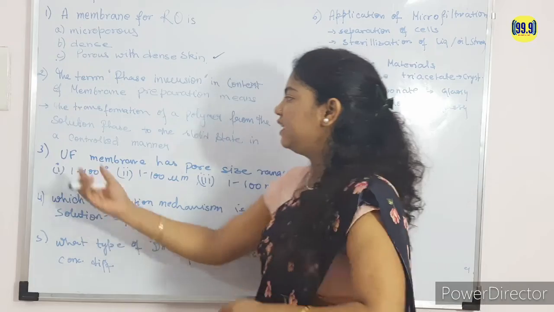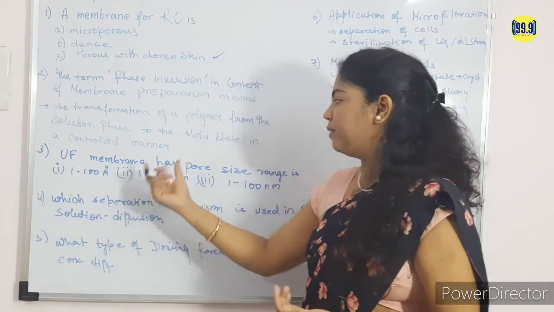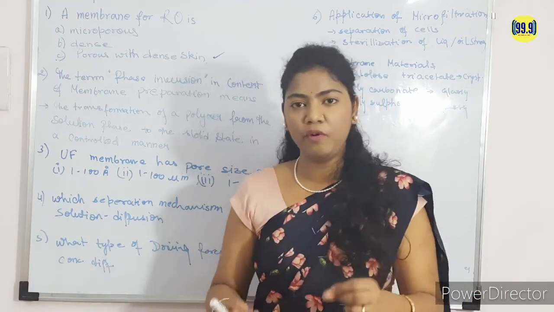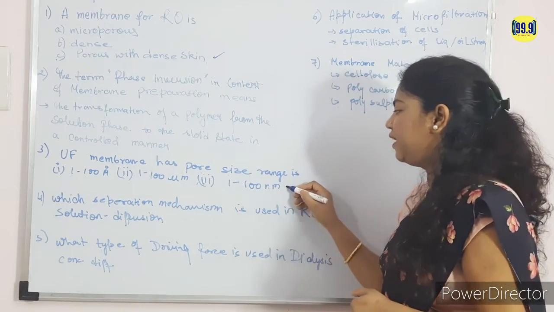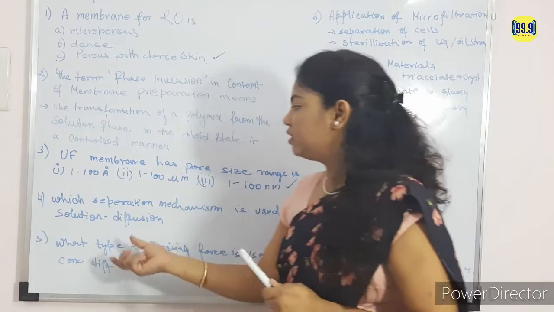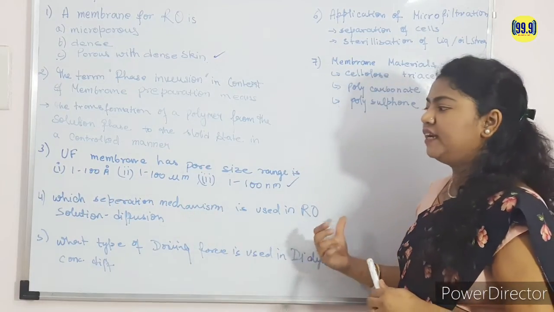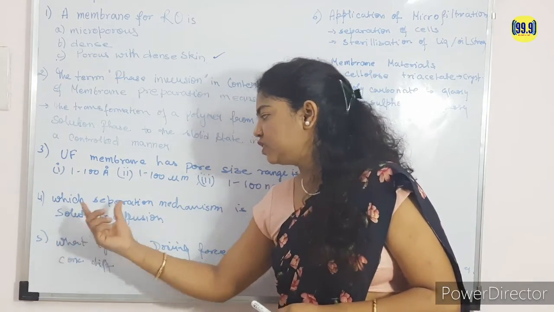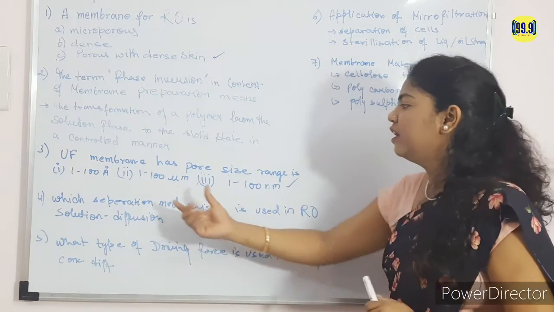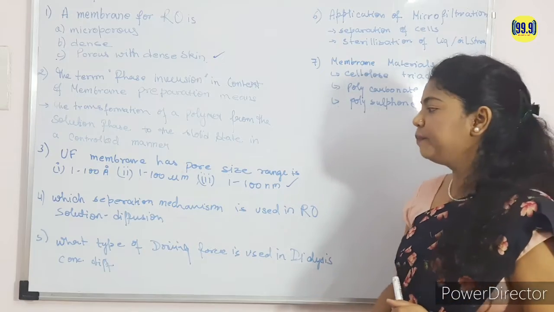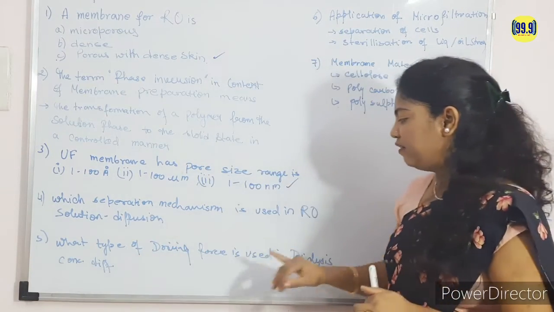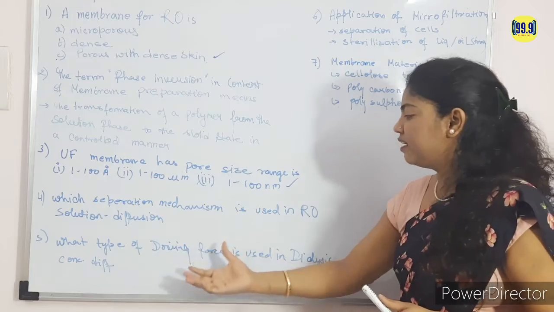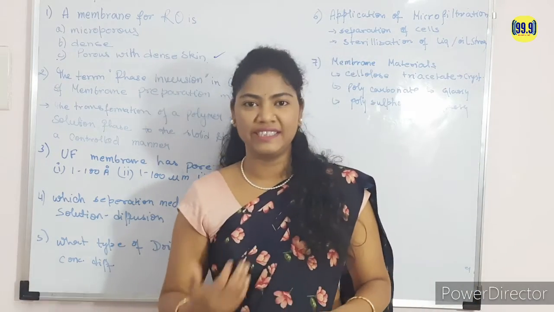The third one: the UF, that is ultrafiltration, membrane has which pore size? It contains 1 to 100 nanometer pore size. The fourth one: which separation mechanism is used in reverse osmosis? In that case we use the solution diffusion mechanism. The fifth one: what type of driving force is used in dialysis membrane? In that case we use concentration difference as the driving force.